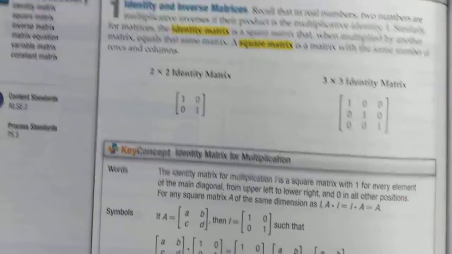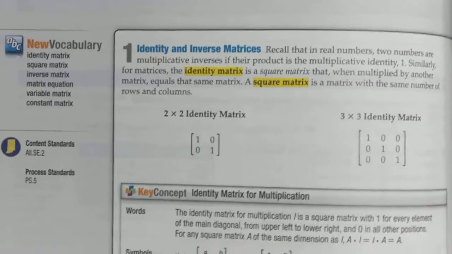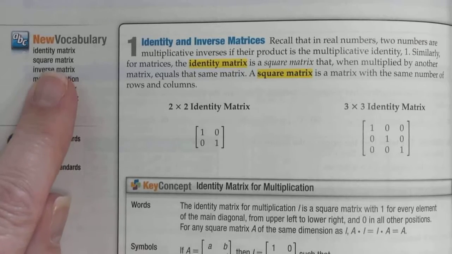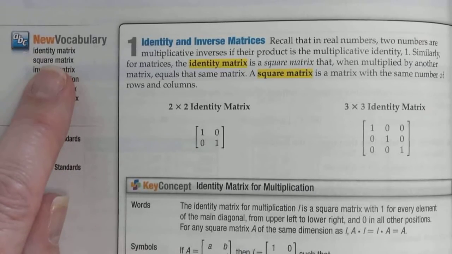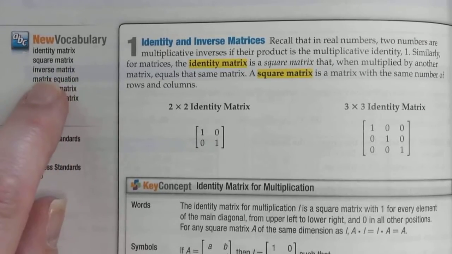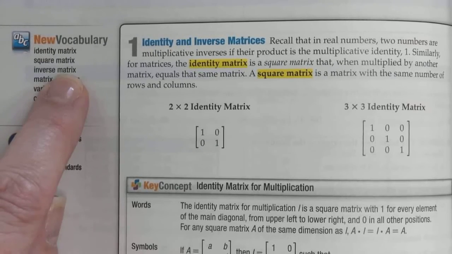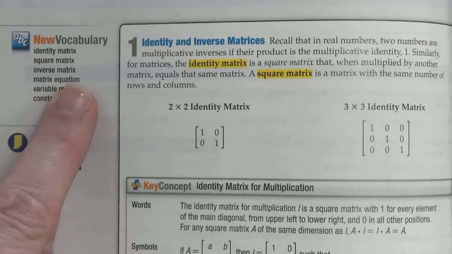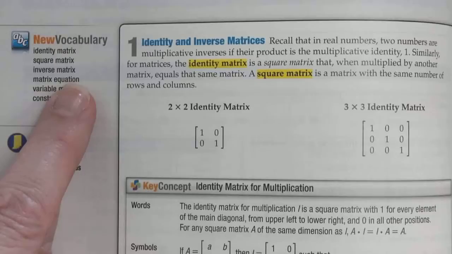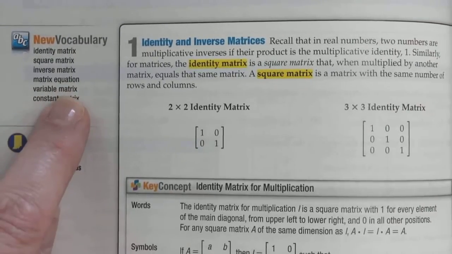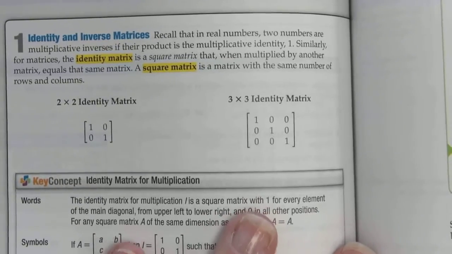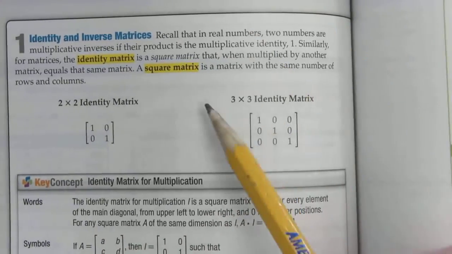Okay. Now, hopefully I haven't overdone that. So some new vocabulary: identity matrix, which you've heard before, I believe, but maybe not. Square matrix, we have talked about before. Inverse matrix, we will be talking about that today. Matrix equation, which is kind of what we were just talking about up there, but we're going to see that in action. Variable matrix, constant matrix. Now we're going to talk about the identity matrix.